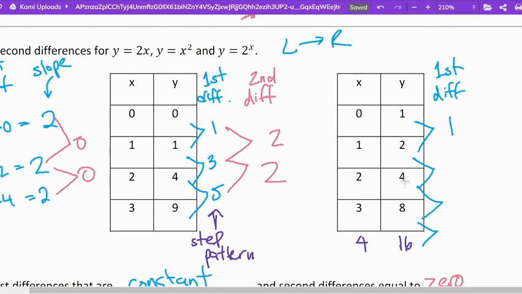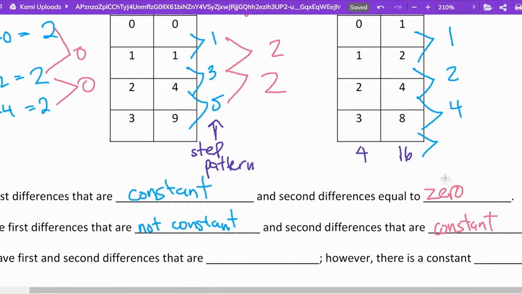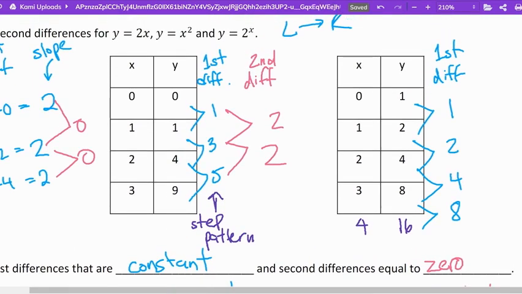2 minus 1 is 1. 4 minus 2 is 2. Am I doing this right? No. 8 minus 4 is 4. 16 minus 8 is 8. Okay. So what can we say? Not constant, right? All right. So what do we do now? You are right. Let's do the second difference.